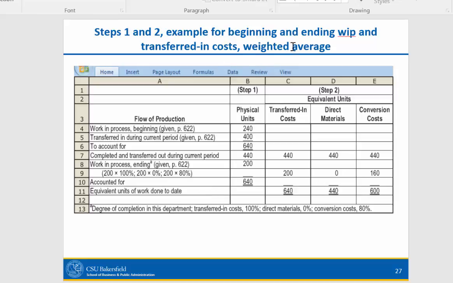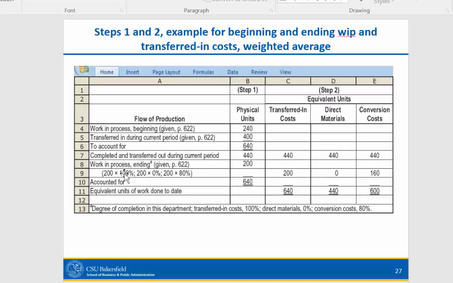Because we're using the weighted average method, for the 440 units completed and transferred out during the current period, we consider them 100%. So we blend them. Some might be left over, some might be current, from the current production or current testing. I don't specify them, but I consider the 440 complete. I don't have first in, first out, this kind of special treatment here. So I just blend them. 440, they are all 100%.